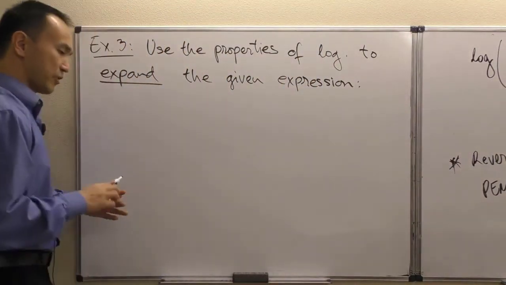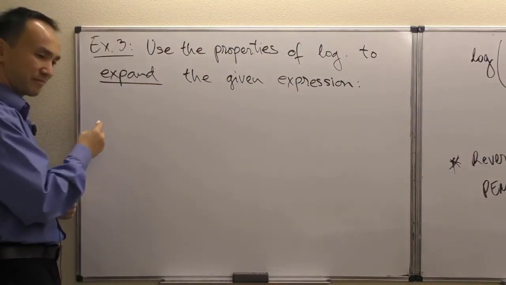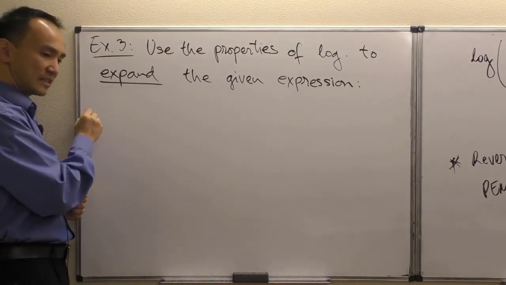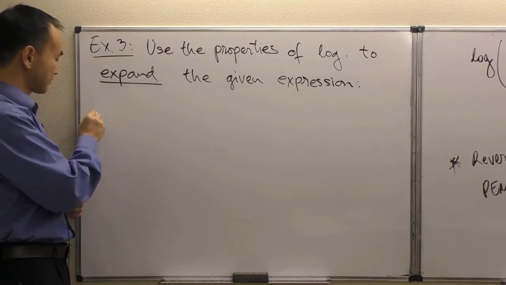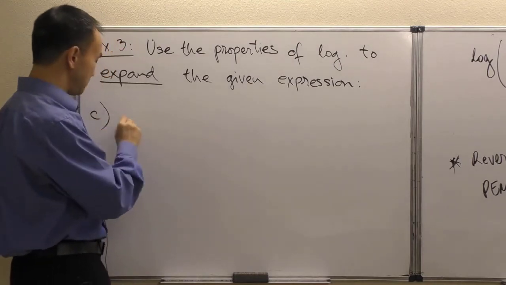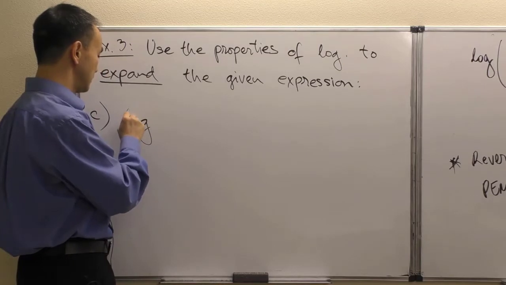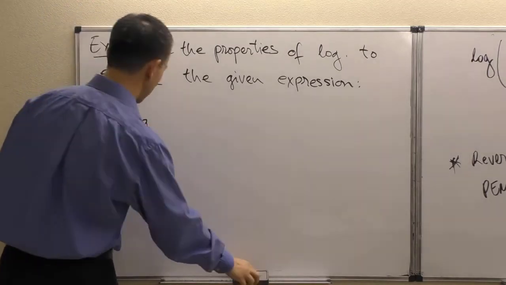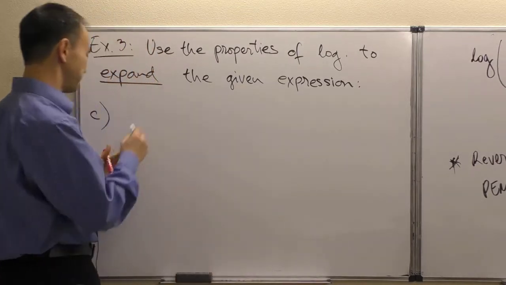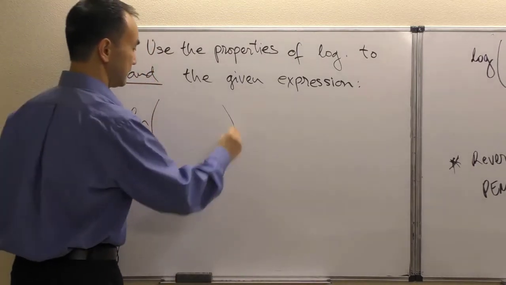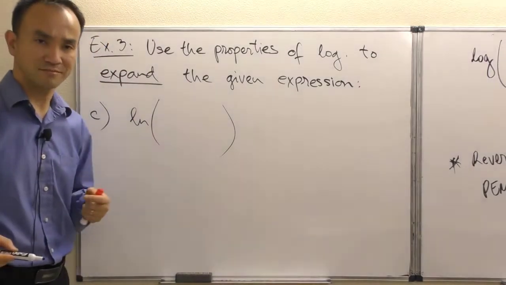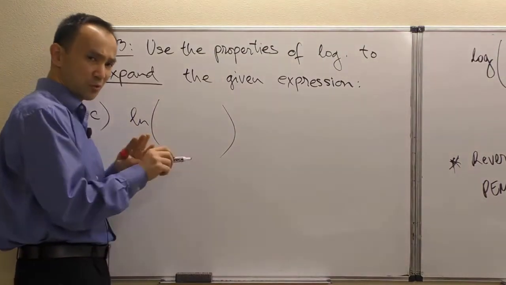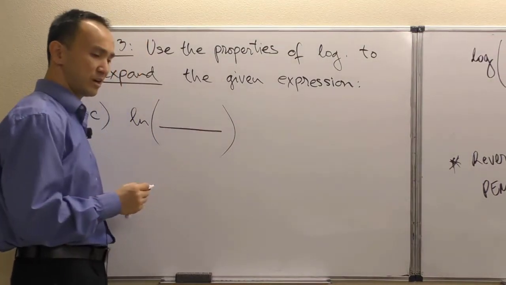All right, so now I'm ready for part C of the example. So what we are looking at is log base 10, or how about let's switch to ln right here, just change it up a little bit. Natural log, a different log, but the same properties will come out.